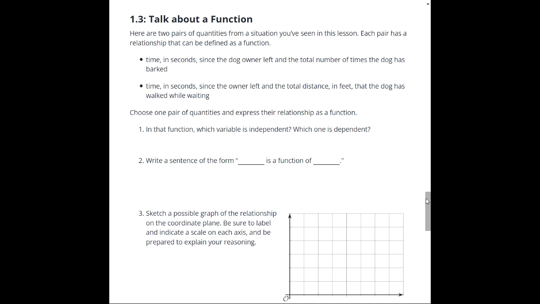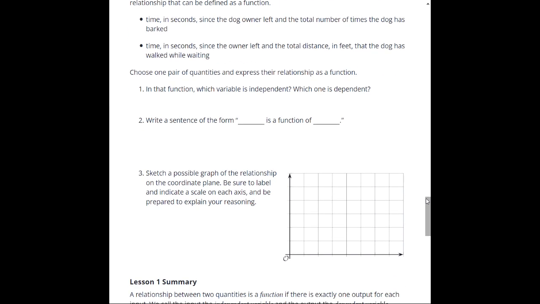Okay, so in that function, which variable is independent and which one is dependent? And then write a sentence in the form blank is a function of blank. And then for the final one, number 3, sketch a possible graph of the relationship on the coordinate plane. Be sure to label and indicate a scale on each axis and be prepared to explain your reasoning.